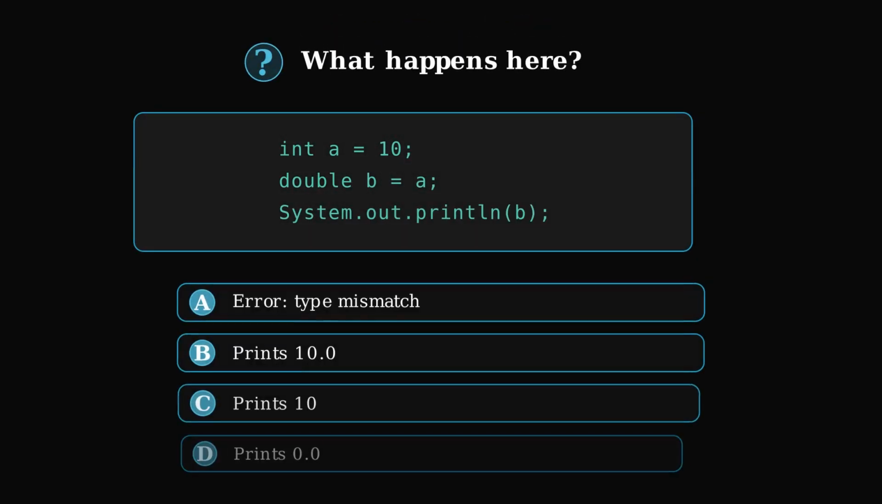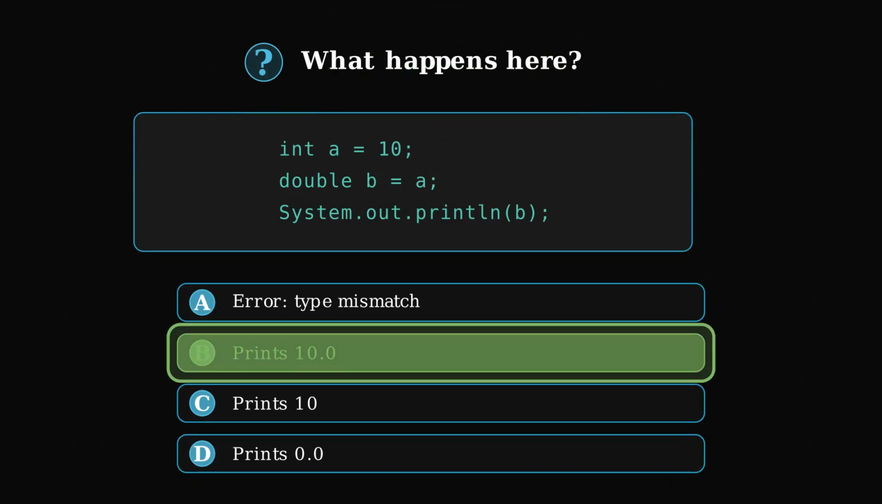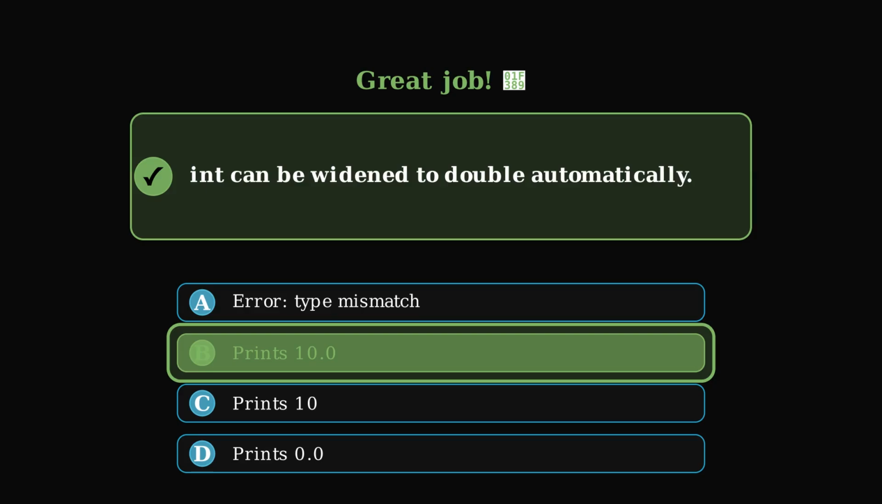What happens here? Which one is correct? The correct answer is int can be widened to double automatically.